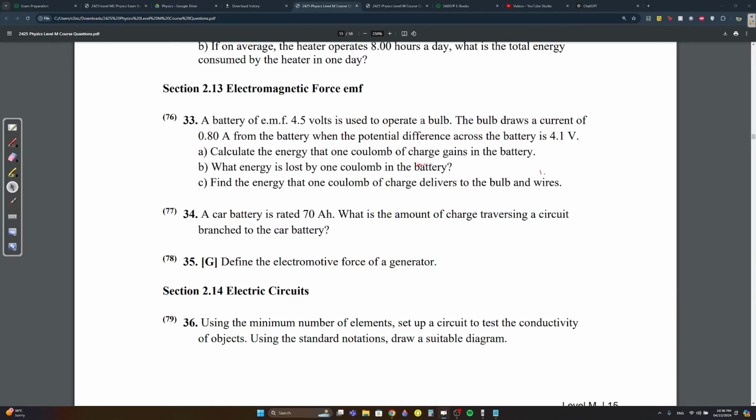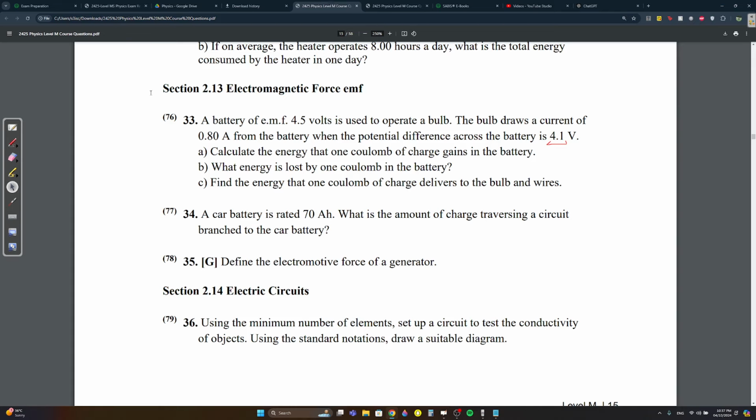A battery of EMF 4.5 volts is used to operate a bulb. The bulb draws a current of 0.8 ampere, but the potential difference is 4.1 volts. Calculate the energy that 1 coulomb of charge gains in the battery. In the battery, I think it's just W equals Q times V. Charge is 1 coulomb, 1 times 4.5, right?